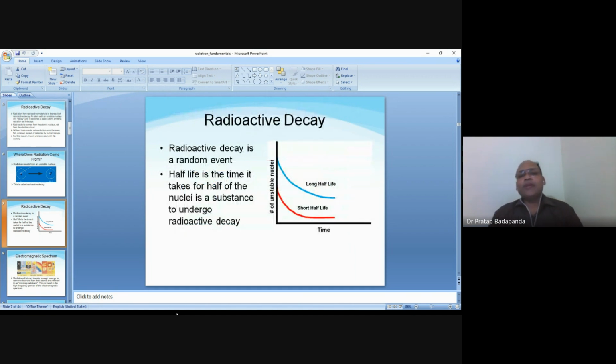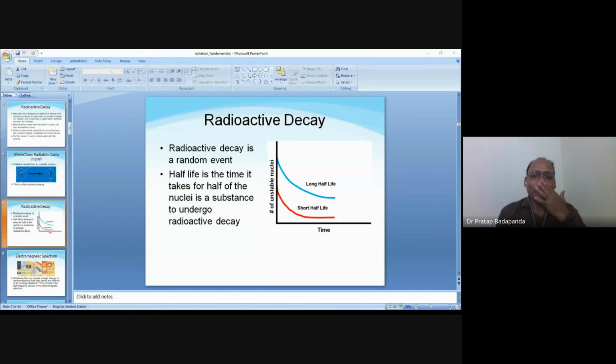Then if you come down, radioactive decay is a random event. Random event means it will interchange. The best example of that is your sun: hydrogen to helium, helium to hydrogen. Helium has two protons, atomic number 2. Hydrogen has one proton. If in the hydrogen, tritium is there.